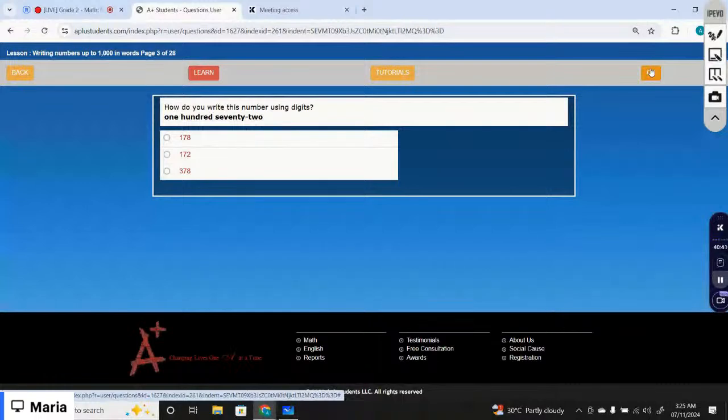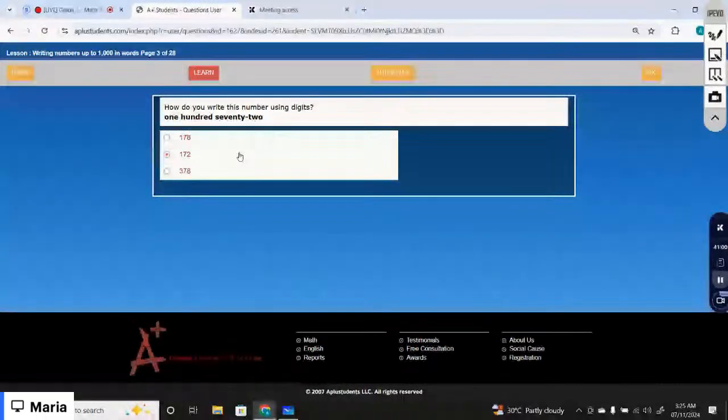The correct option is 172. So that is option number 2. 1 is at the hundreds place and 7 is at the tens place and then 2 is at the ones place. So that makes 1, 7 and 2. Option number 2 is the correct option.